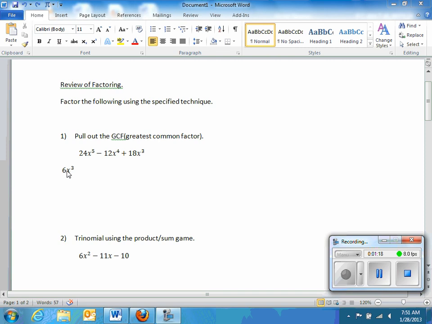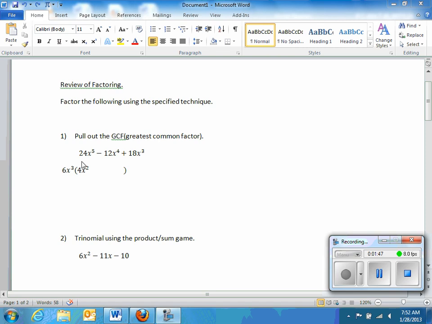Again, 6x to the third is our GCF. 6 divides 24, 6 divides negative 12, 6 divides 18, and it's the largest thing that will divide those evenly. And x to the third you could take from each of these terms. Now what you need to do is leave what's left over after taking 6x to the third away from these. We'll be dividing all of these by 6x to the third. You'll want to leave the leftovers in parentheses.